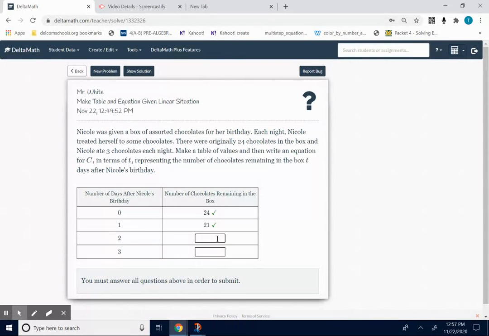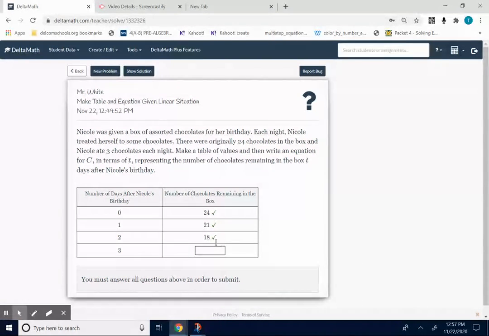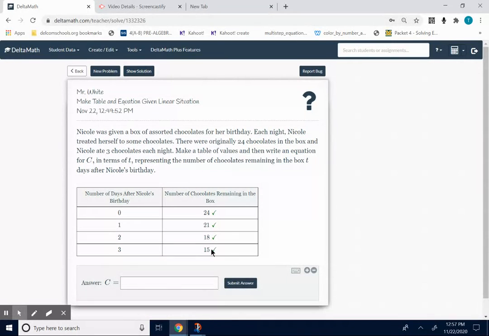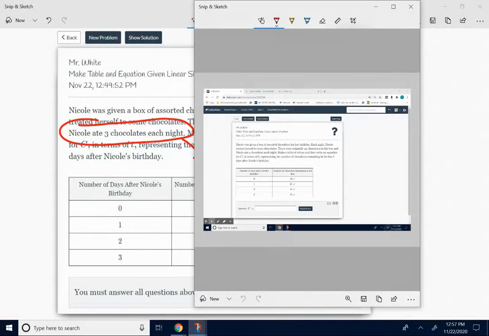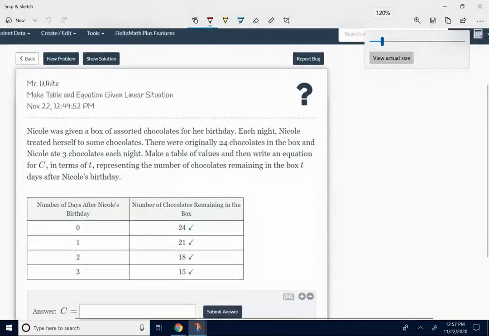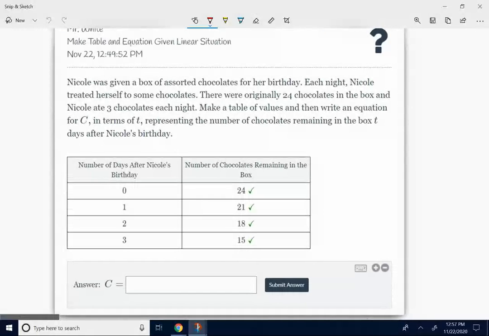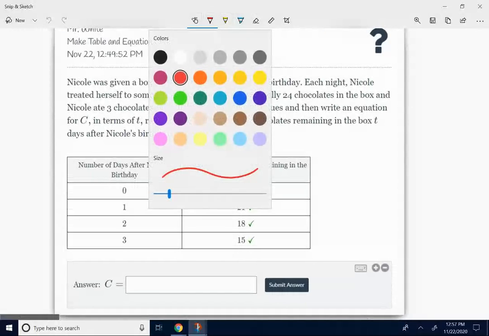After another day goes by, she's eaten 3 more. So now she has only 18 chocolates. If you get these wrong, you won't get a check mark. You'll have to fix it. And after 3 days goes by, she now has 15 chocolates. So now we have the data table. I want to remind you that when we have the data table, we find the slope and the y-intercept a certain way.